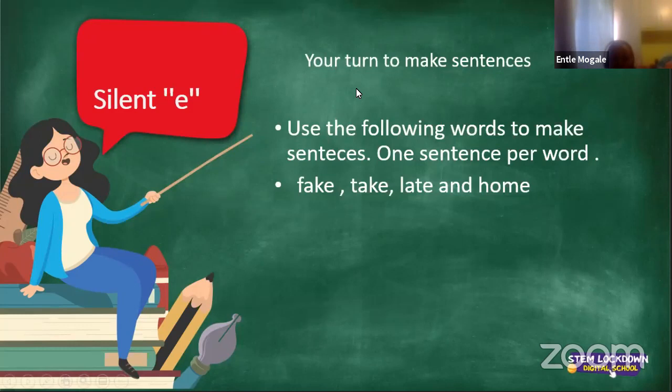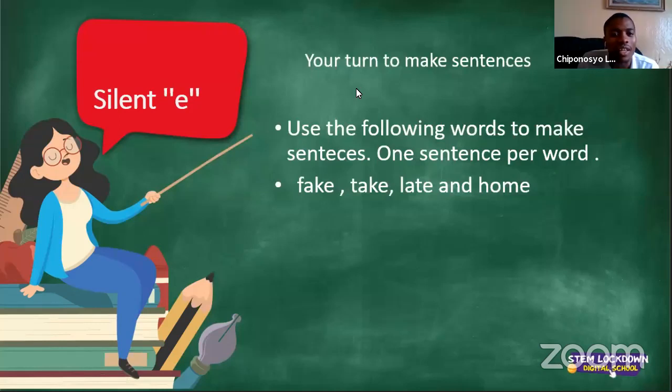Entle. My friend showed me a fake phone. Okay, that's a nice sentence. All right, those are really nice sentences.